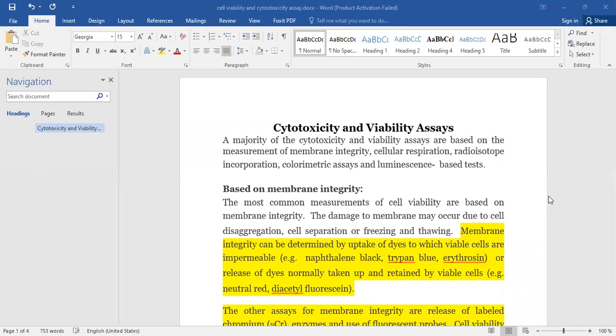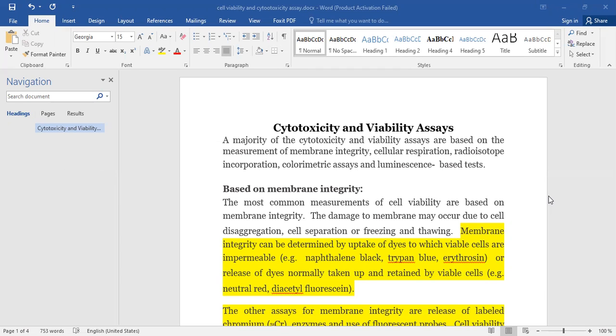Namaste students. Today I am going to discuss cell cytotoxicity and viability assays. In animal cell culture, there are different methods for the analysis of viable cells. What are viable cells?